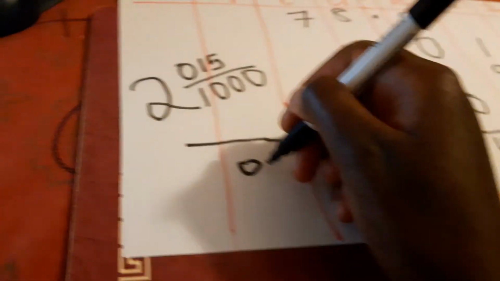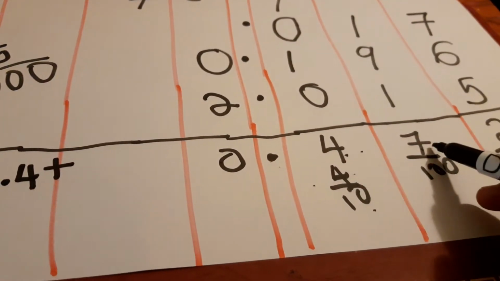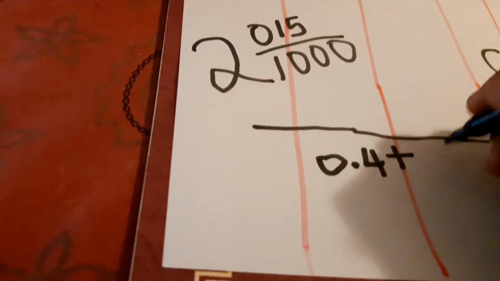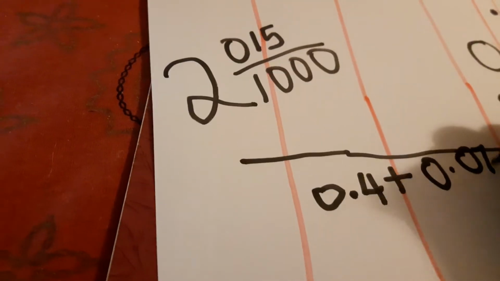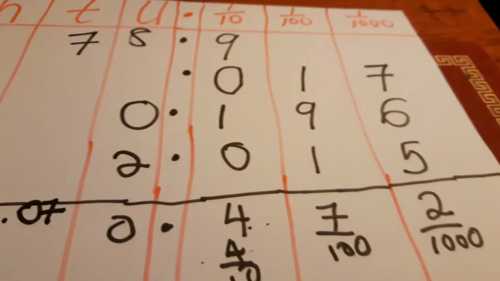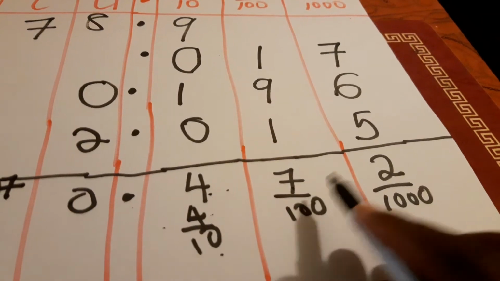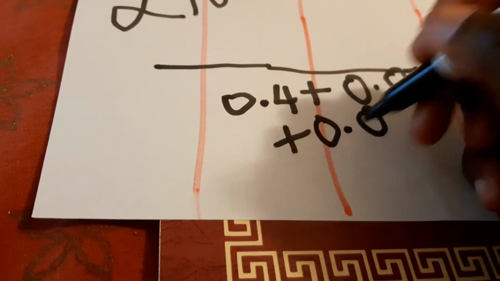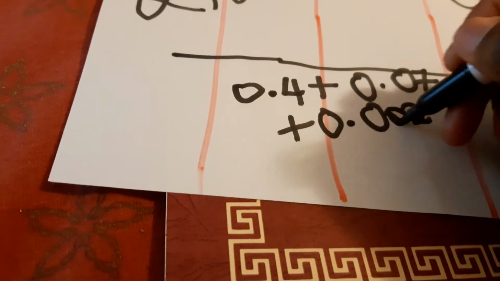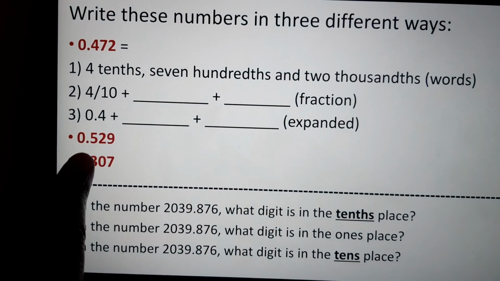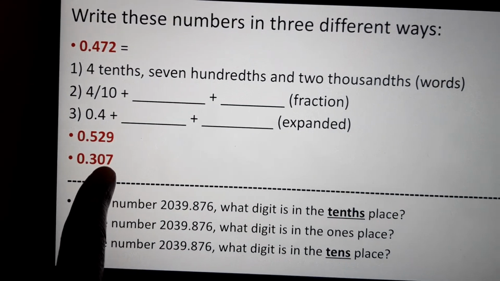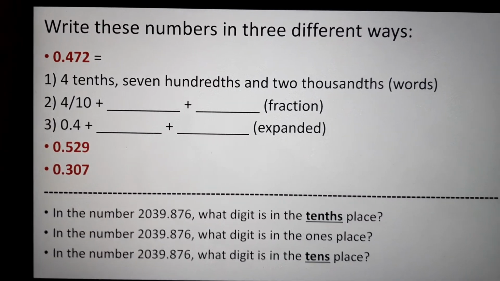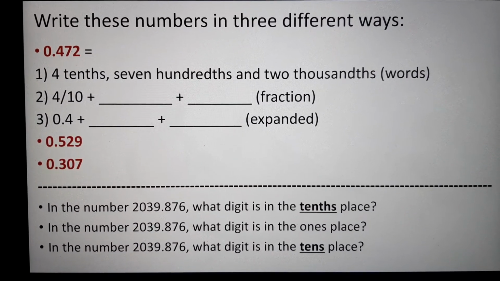So that would be 0.4 plus 0.07, because we're writing the number in the next column, plus 0.002. Okay, so pause the video and you can try 0.529 and 0.37 and represent them in 3 different ways.